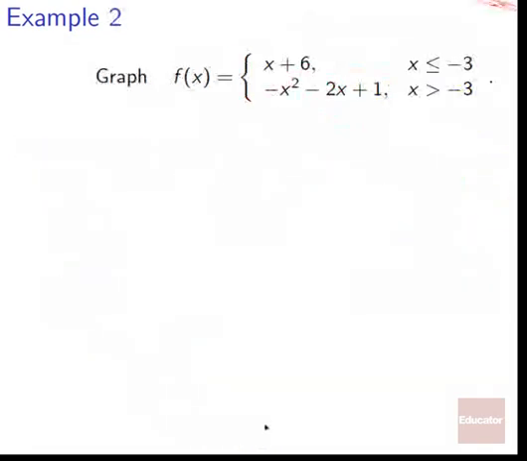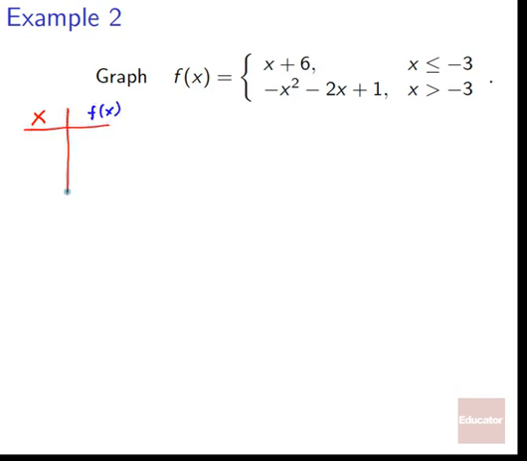Great, next one. All right, this one will graph a piecewise function. So our function this time is f of x equals x plus 6 when x is less than or equal to negative 3, and negative x squared minus 2x plus 1 when x is greater than negative 3. So first off, let's make a table to help us graph this thing. So x and f of x.